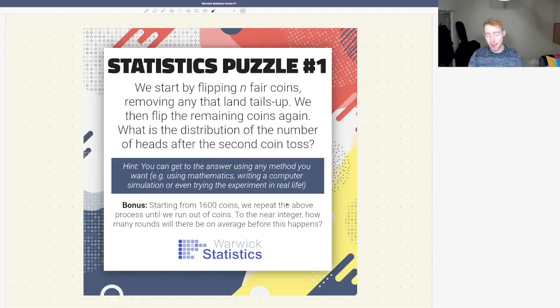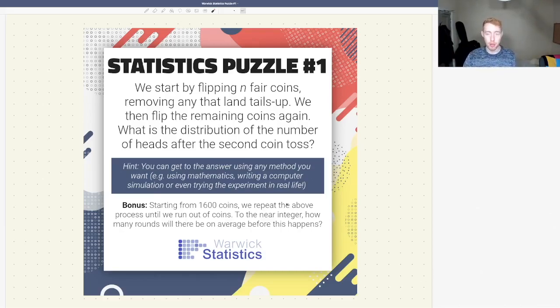So if we start off with 10, we might flip them and we get rid of 3 tails, we now have 7. We do this again, we now have maybe 2 tails gone, so we have 5, we then maybe lose 3 more, we have 2. We keep doing this until we have no coins left. I want to know on average, how long will that take? So there are a few ways we could do this. We could simply simulate it a load of times and see what the answer comes out to be.